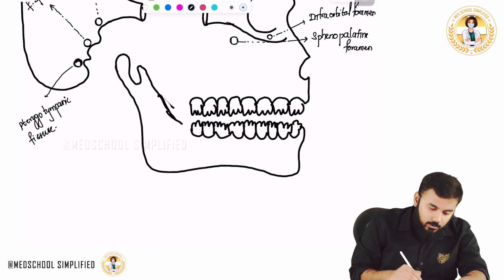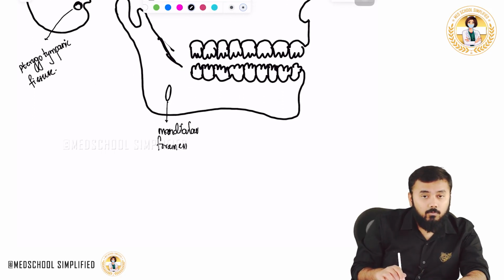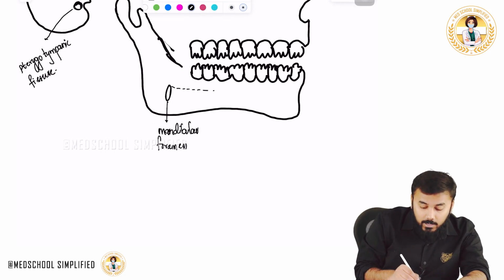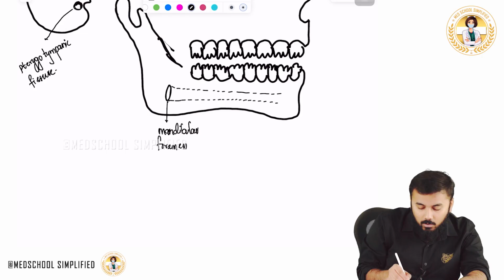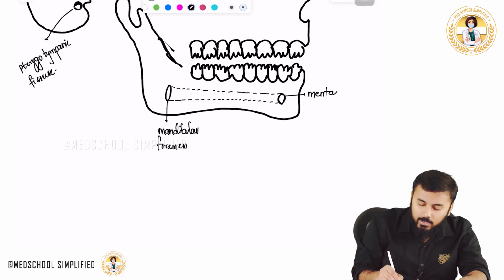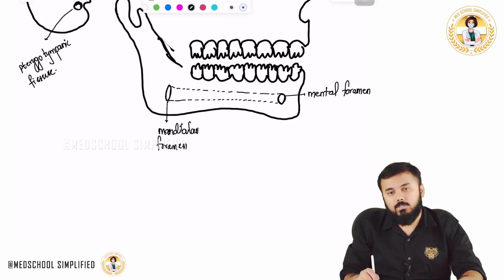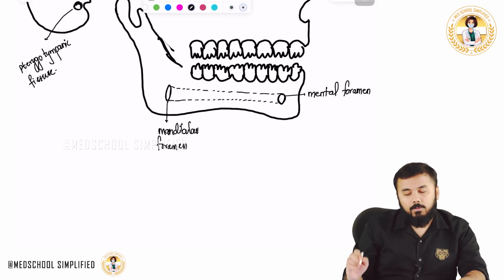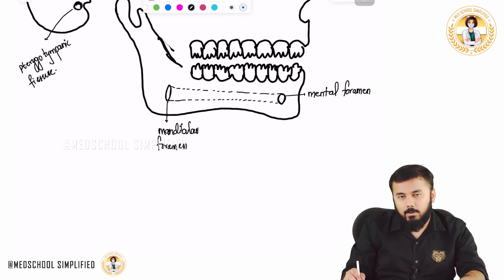Next, within the mandible, you have an opening like this. You have a foramen here. This foramen is called your mandibular foramen. This mandibular foramen is continuous with a canal like this, and this canal ends at the mental foramen. The long canal present between your mandibular foramen and the mental foramen is called the mandibular canal.